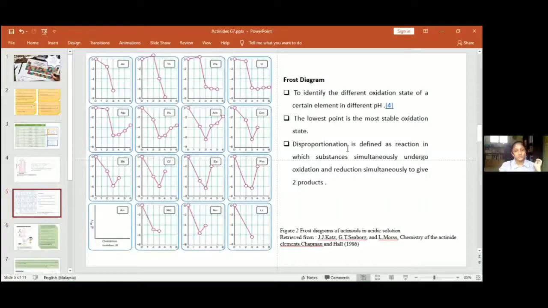So disproportionation is when a substance undergoes simultaneous oxidation and reduction to form two products. To know if you undergo disproportionation, this is called a convex curve and this is called a concave curve. For example, from 0 to +2 charge, this is an example which will undergo disproportionation because it has a convex curve, this part over here.